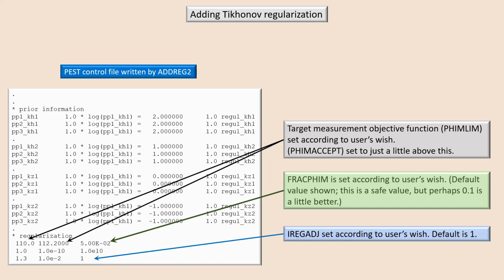adreg2 also allows you to set a value for iregAdge, but as I said previously, a default of 1 is often fine. You don't have to provide values for these on the adreg2 command line. This is optional.